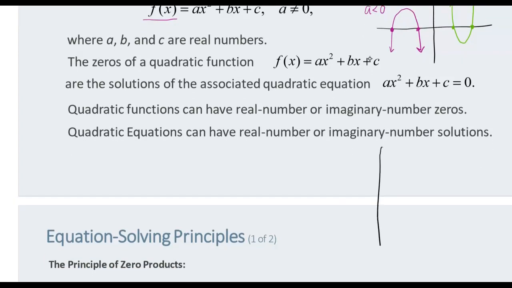If the solutions are imaginary numbers, that means that the parabolas do not intersect the x-axis. So in this case, we have our maximum point below the x-axis, or in this case, I would have our minimum point being higher than the x-axis. That's what the graphs look like when there are imaginary solutions.